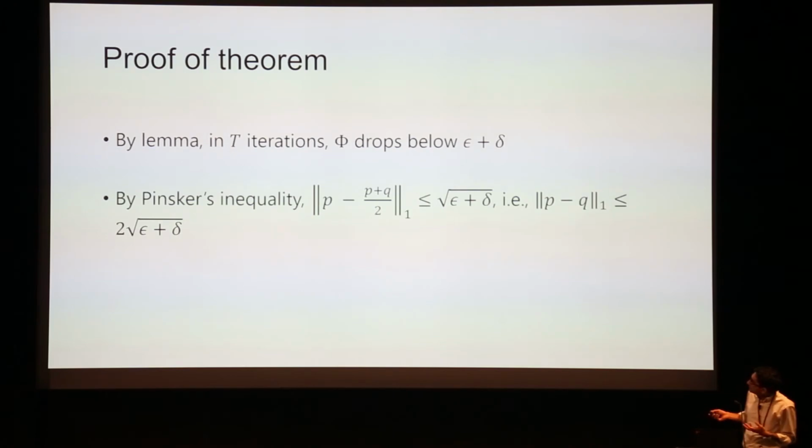Yeah. And once you have this, by Pinsker's inequality, you can show that you can bound the L1 norm using the KL divergence, and this is what leads to the approximation guarantee. Okay. So this is the idea behind the proof.